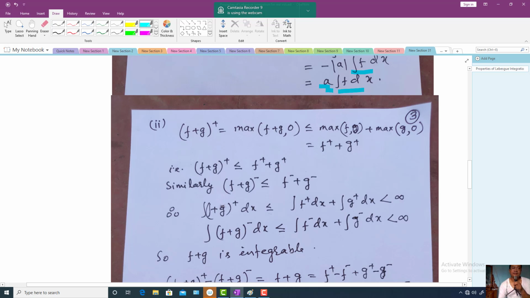Roman number 2. Again, the positive part of f plus g is, by definition, the maximum of f plus g and 0, and this is less than or equal to the maximum of f and 0 plus the maximum of g and 0. This is obvious, because the first is f positive and the second is g positive. Let me explain how it comes.